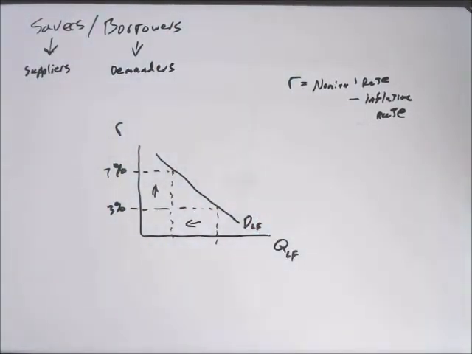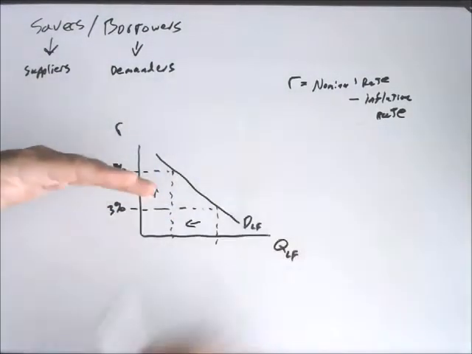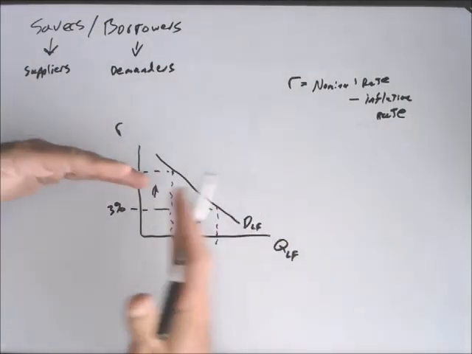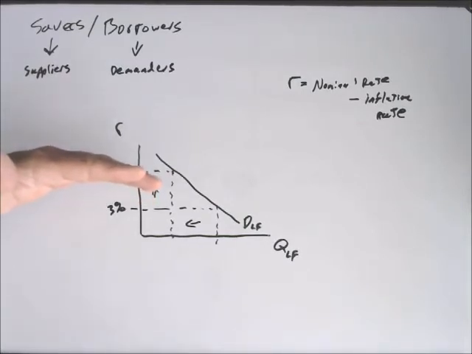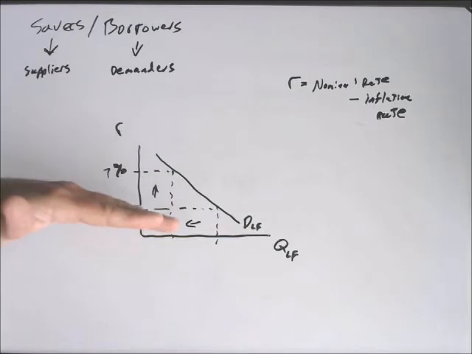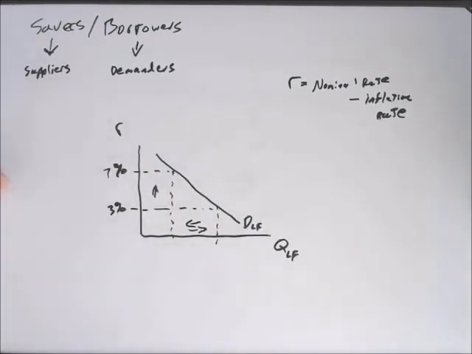So, to make a long story short, on the demand side, if the cost of borrowing, which is the real interest rate, is high, the quantity demanded of loanable funds will be low. In other words, firms will borrow less money. If the interest rate or the cost of borrowing is relatively low, this will entice firms to borrow more money, and the quantity demanded of loanable funds will rise.